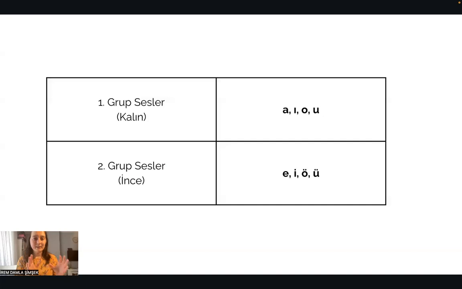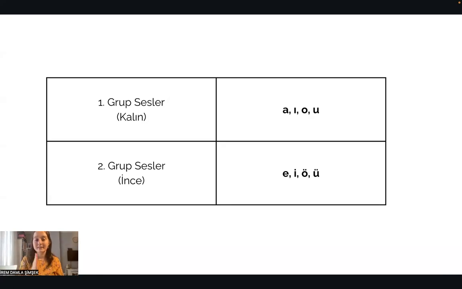To make it clear, I separated the vowels of the Turkish language into two groups. I say first group, sounds, birinci grup sesler. We call it kalın sesler. I know when you check the dictionary, it means thick. They are not thick, I don't know. We call it thick sounds, kalın sesler, but we use a, ı, o, u. We produce them on the back side of our mouth.